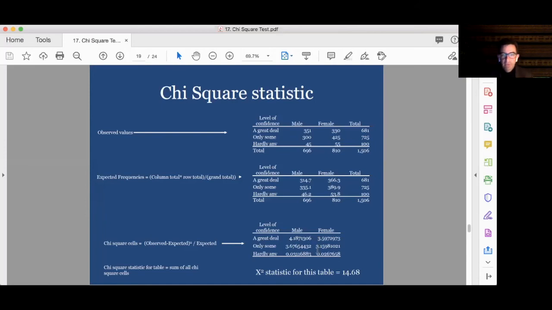So for example, for this one, male, hardly any, we would get the observed, which is 45, minus the expected, 46.2, square that difference, and then divide by 46.2. And we would get that. That's the chi-square for that little cell. Now, to get the chi-square statistic for the whole table, we add the cell chi-square values, and we get a chi-square for our table of 14.68.